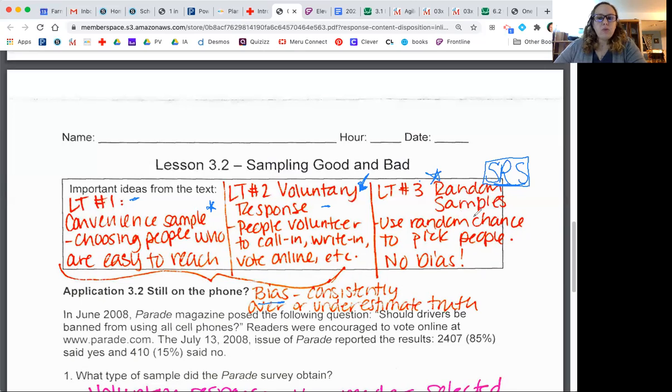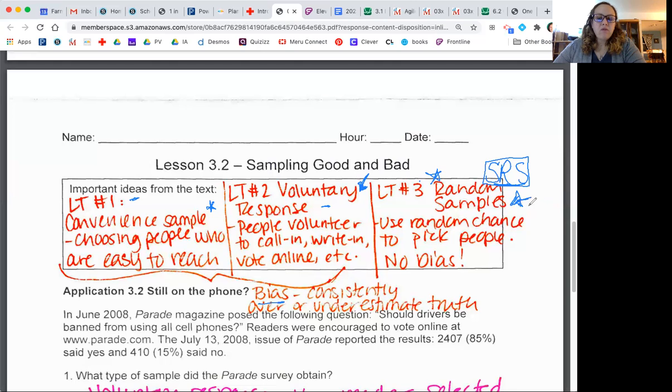So we get random chance. If we're looking at the population of PV, I'm going to use a random number generator and then look at a list of all of the students, maybe listed alphabetically instead of even by grade level. There's lots of things we can do to help balance out our data and get closer to the truth, and randomly picking who is being sampled is a good way to do that.